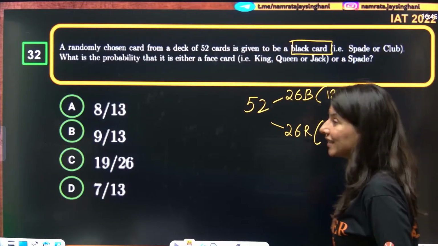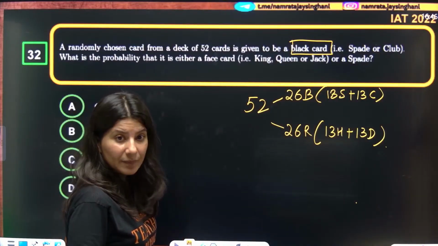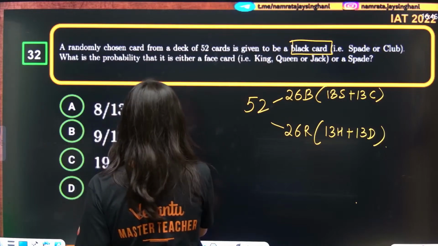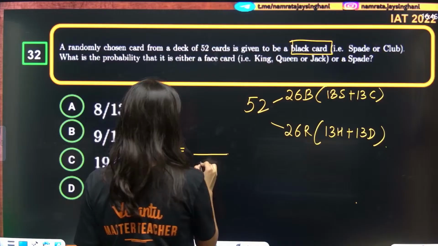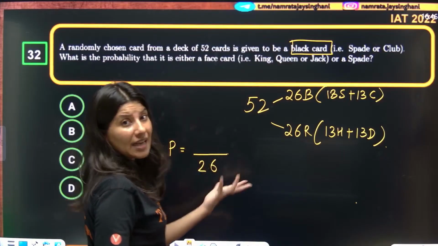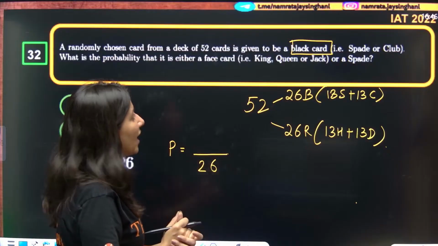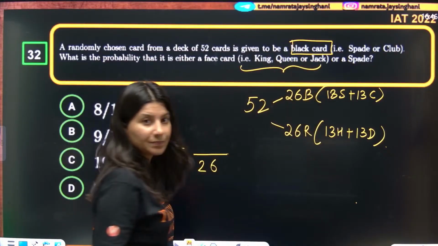What is the probability that it is either a face card or a spade? Okay, so just understand that probability. In total, how many black cards are there? 26. Favorable cards: what will be the favorable cards? Out of 26, you will have favorable cards now. So favorable cards will be king, queen or jack.